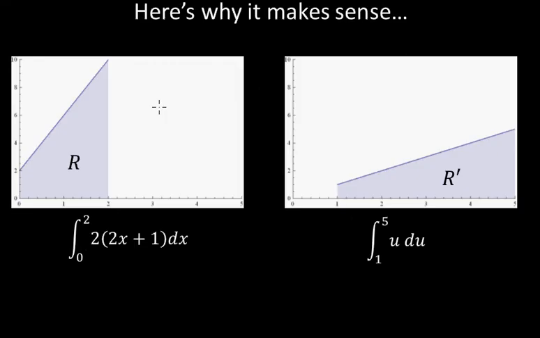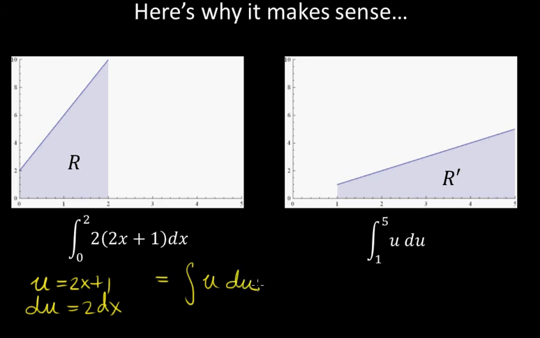Now I've chosen a really simple example where the integrand is a line, and I want you to see why this makes sense. If we're asked to integrate with respect to x from x equals 0 to 2, you'd probably just multiply it out and integrate, but let's do a u substitution. u equals 2x plus 1, and du is 2 dx. So this integral is simply the integral of u du.